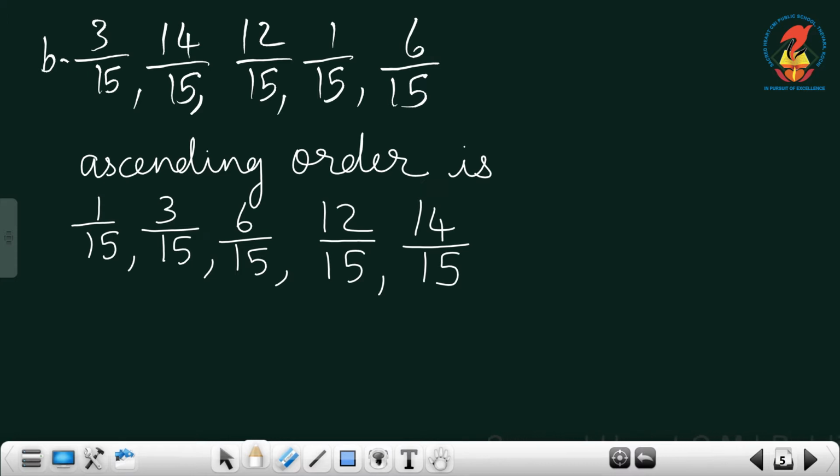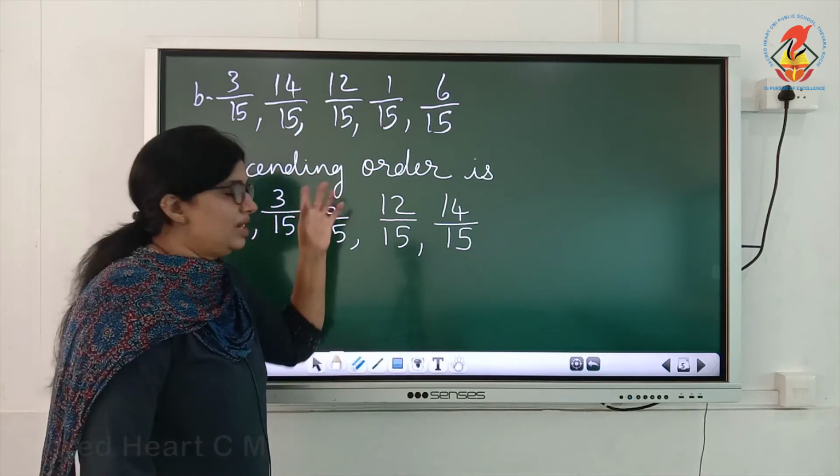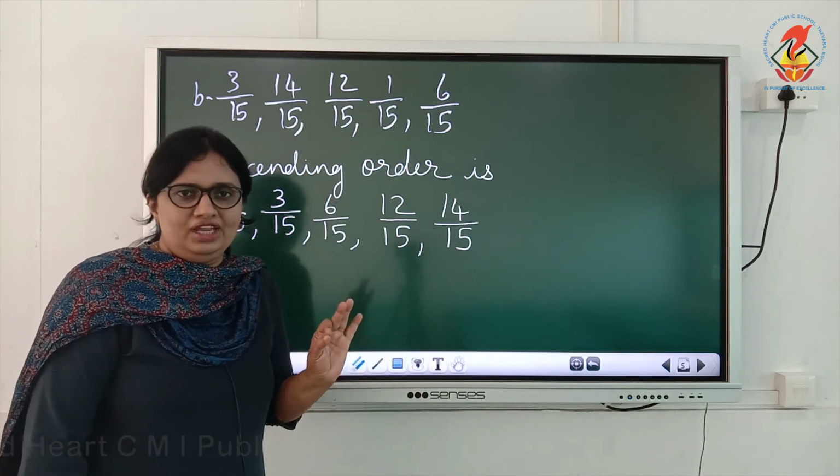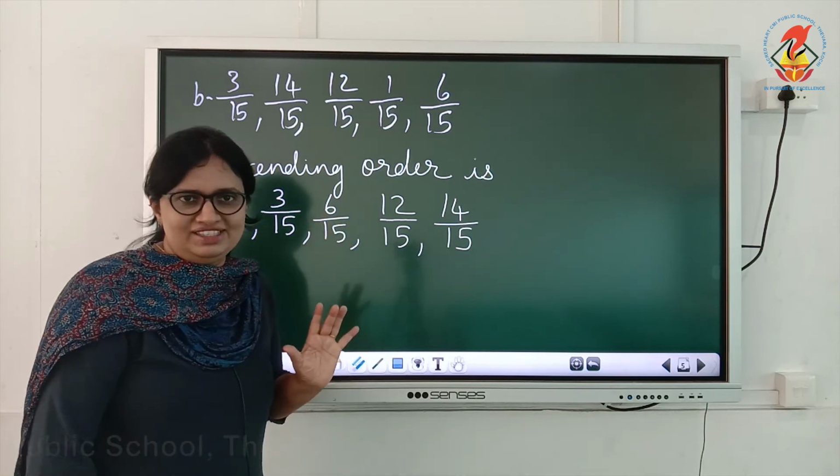Okay, see this ascending order is 1 by 15, 3 by 15, 6 by 15, 12 by 15, 14 by 15. That is easy for you, right? Because these fractions are like fractions only. Like fractions are very, very easy. We need to compare the numerators only, right?